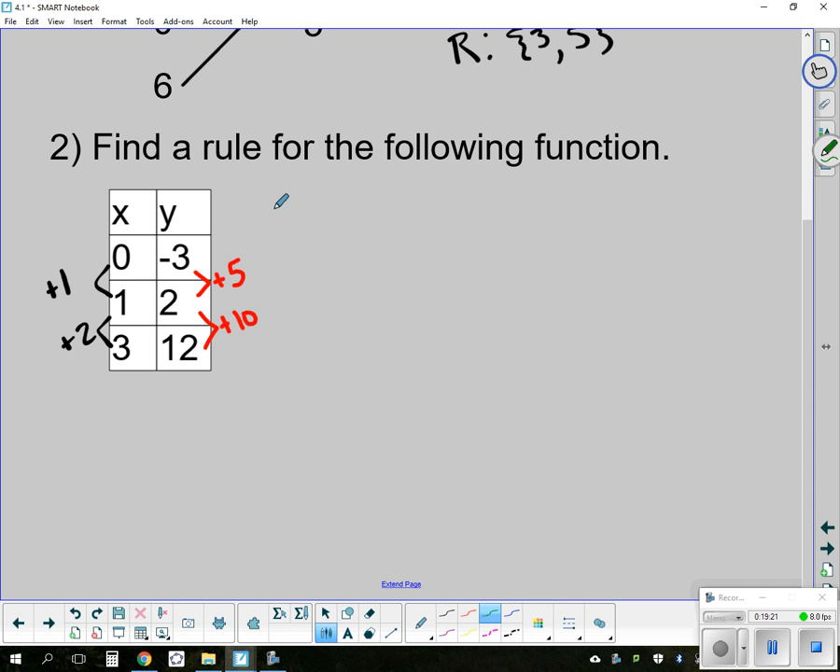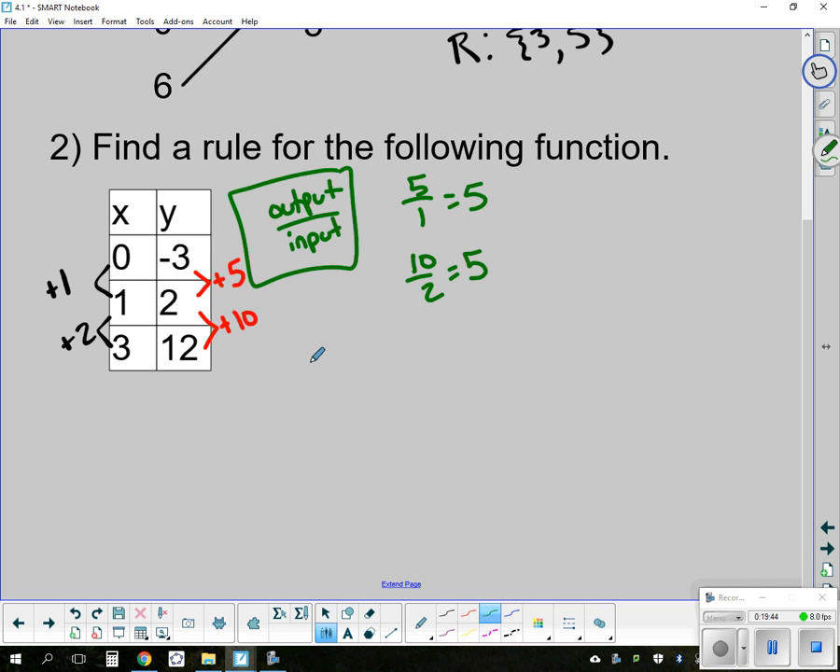However, look at what your output difference is over your input difference. Your first one is 5 over 1, which is, of course, 5. Your second output difference over your second input difference is 10 over 2. Well, that's also 5. So it's okay if you're doing something different here, as long as the output difference over the input difference is the same. Once you have that, of course, you're going to multiply that by the x, and then you need to decide if you should add or subtract something and what that number should be.